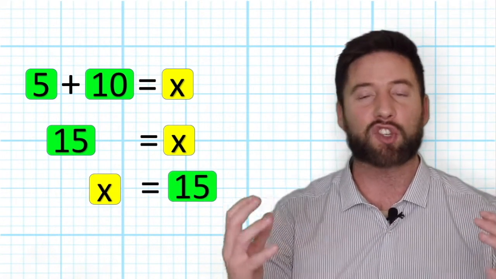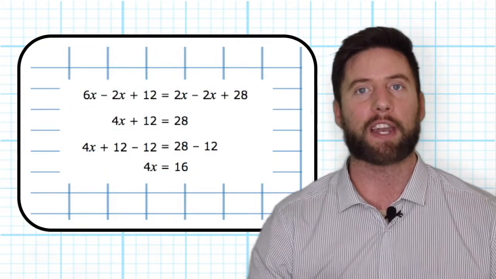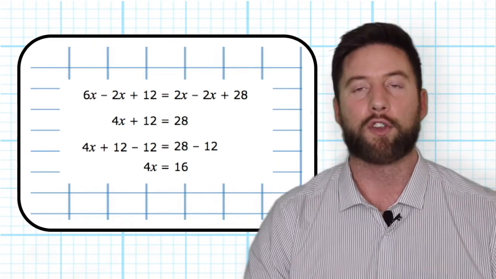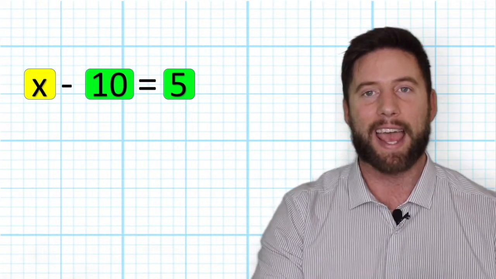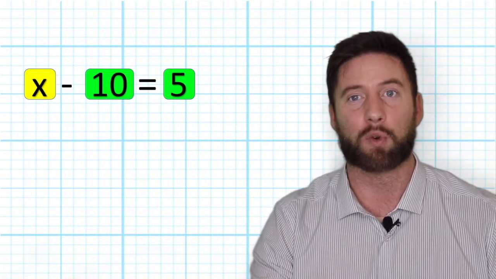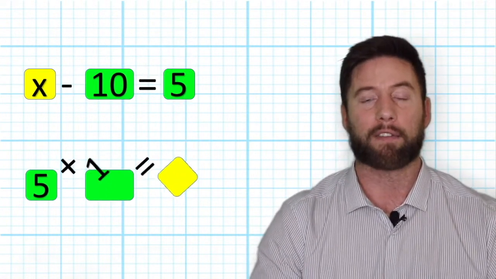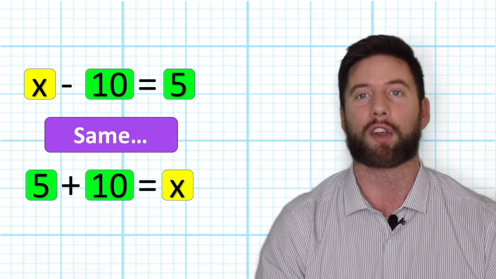Now this is an extremely easy example of anything to do with algebra, and that is why when you often see algebraic equations, they are a lot harder. And you might be given a much harder example like this. If we had x minus 10 equals 5, that is the exact same equation as if we had 5 add 10 equals x, but it's not quite as easy to tell what x is.